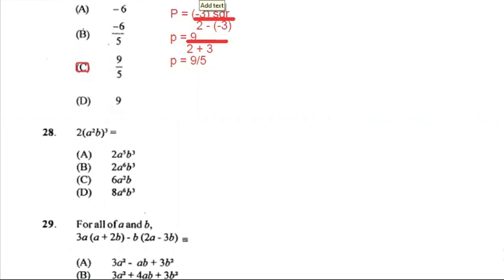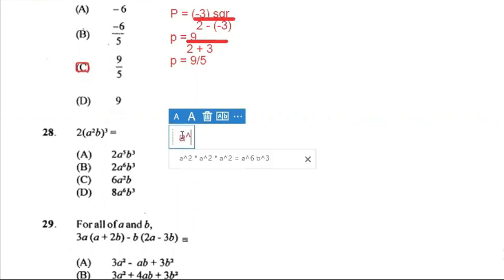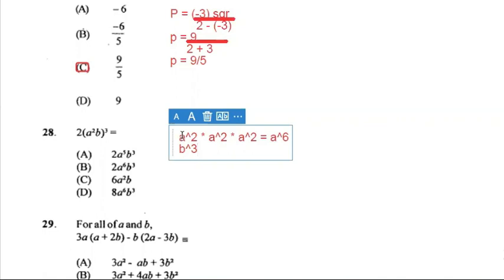So if you remember, with the law of indices, when you're multiplying, you add the indices. So it is a squared times a squared times a squared equals a raised to the 6. So it is 2 plus 2 plus 2 to give us 6. So it's a raised to the power of 6, and b times b times b. So it is 1 plus 1 plus 1 to give us b raised to the power of 3, and all of that is multiplied by 2 to give us 2a raised to the power of 6 times b raised to the power of 3. So our answer for 28 is B.